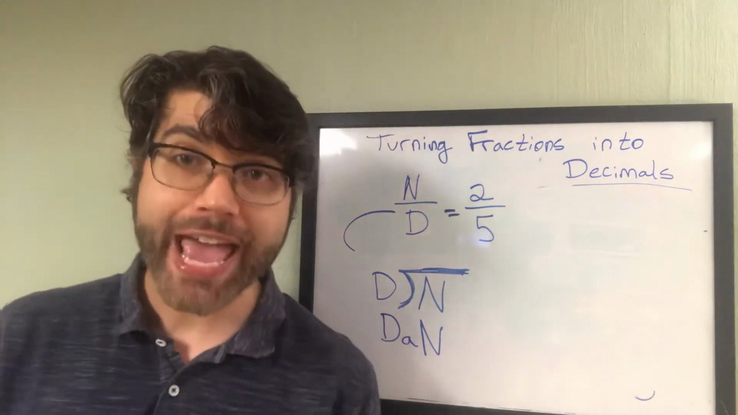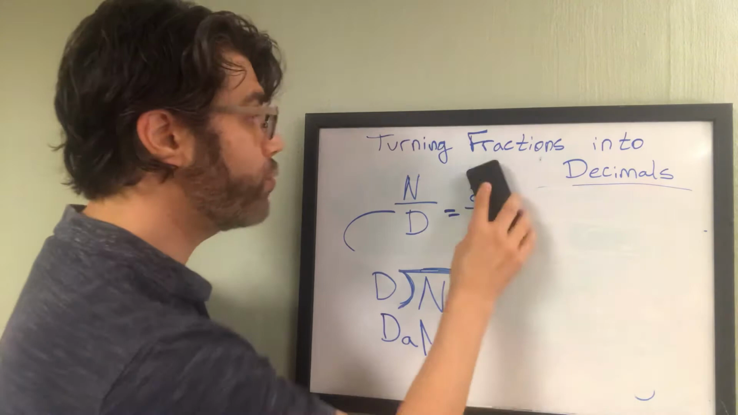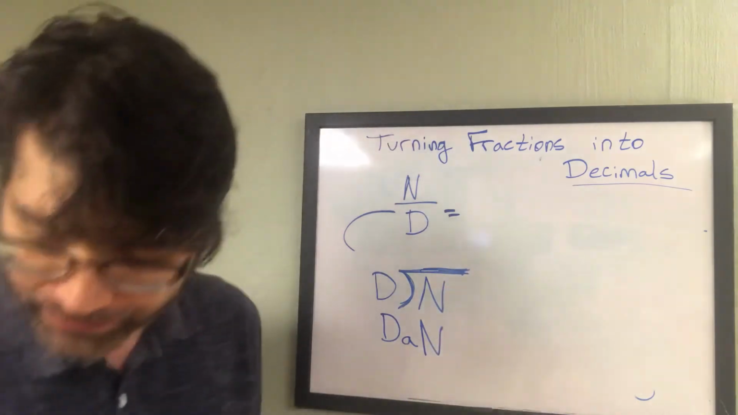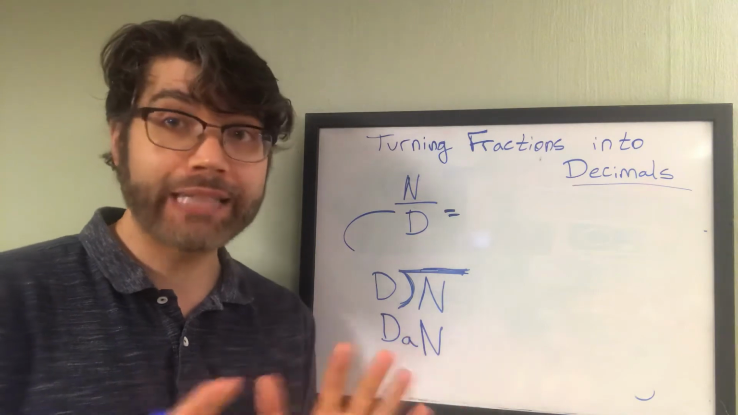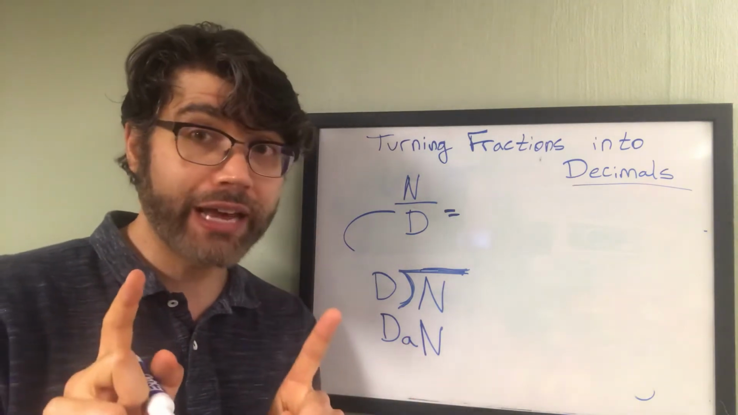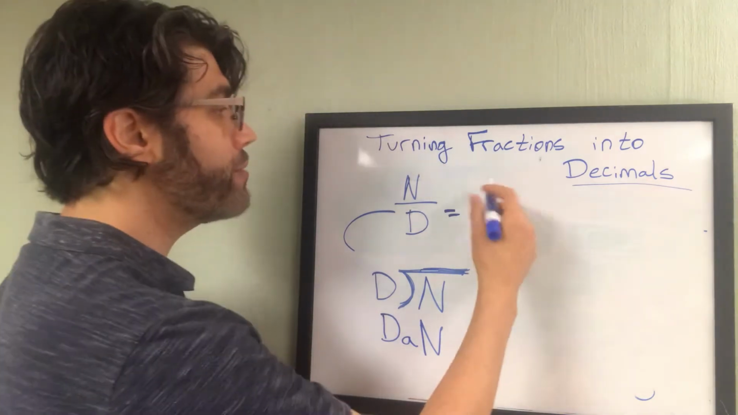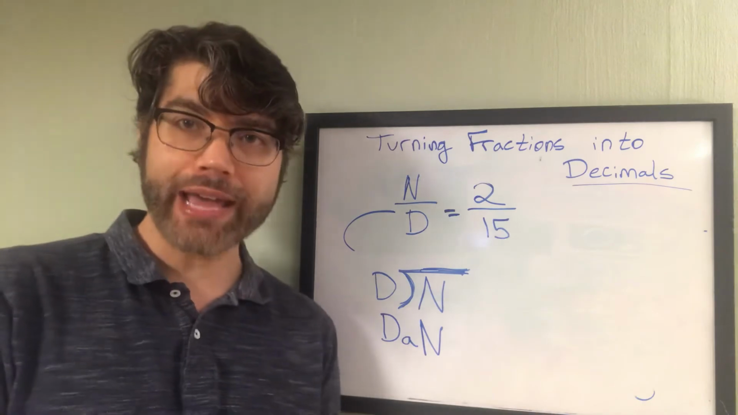Okay, so now we're going to do another kind of decimal. Sometimes when you have a fraction, when it's turned into a decimal, it doesn't stop. It doesn't terminate. So there's another kind of decimal we're going to do. Let's say we turn 2/15 into a decimal.